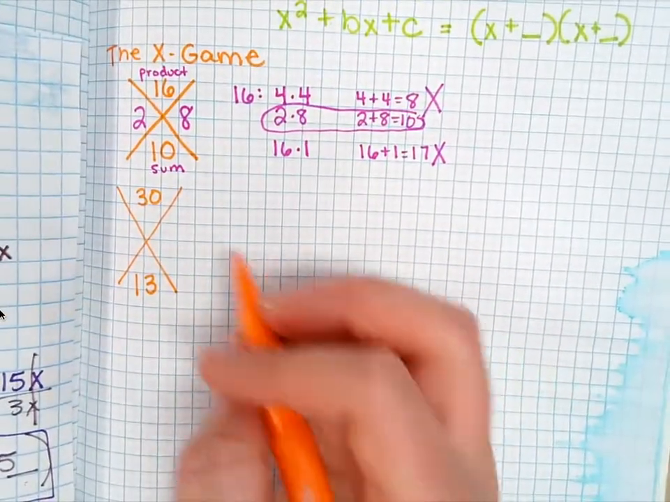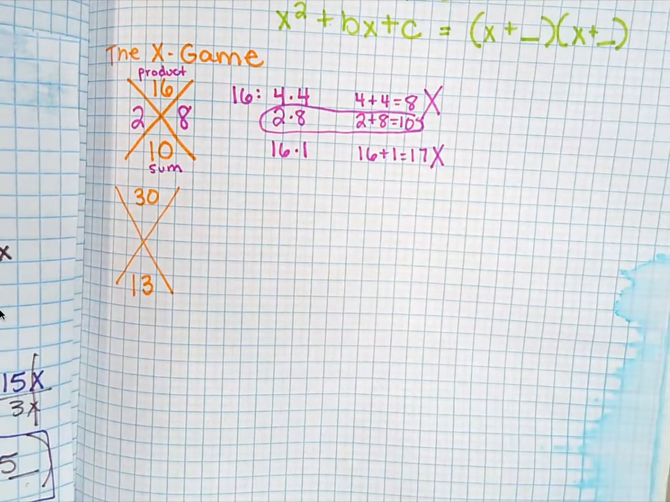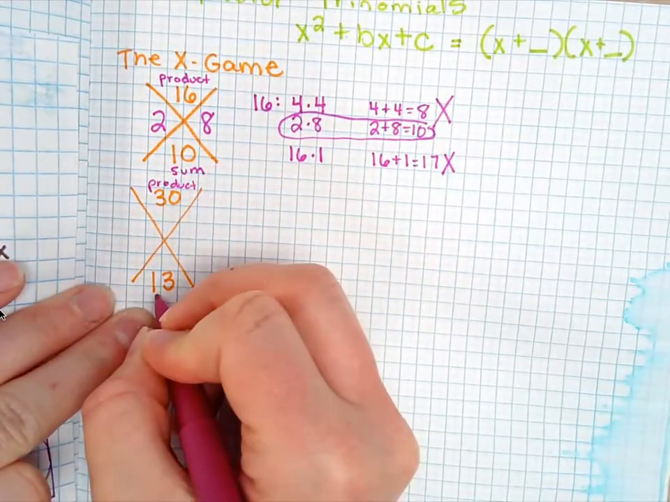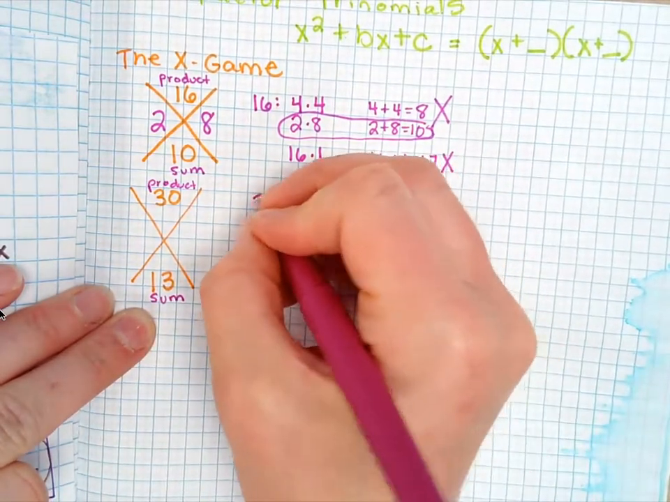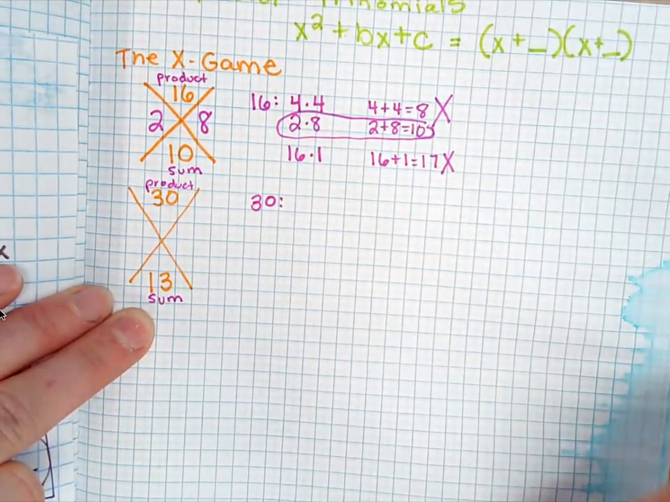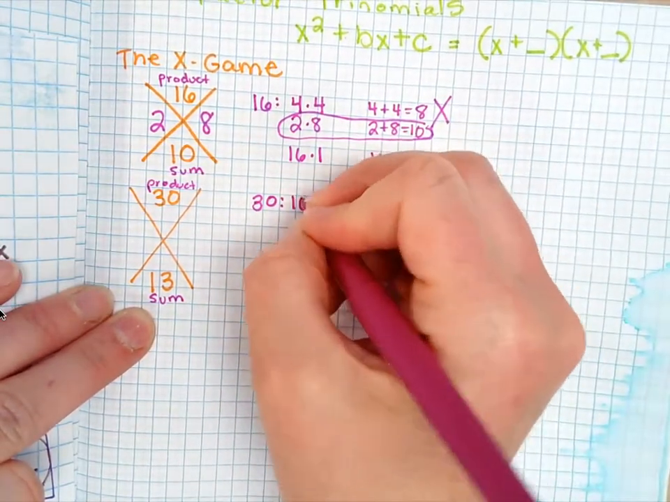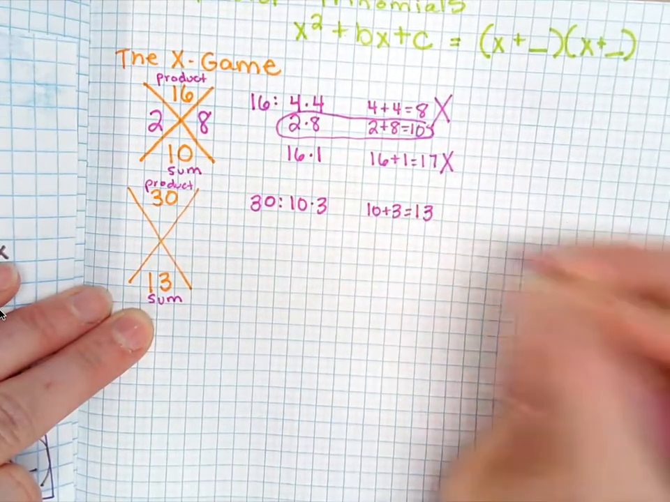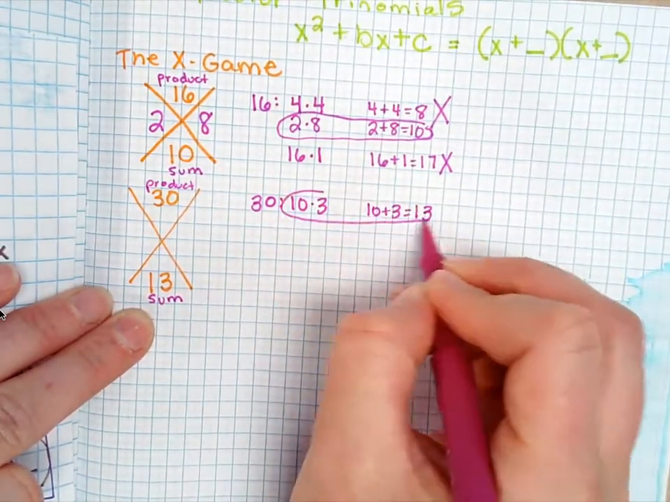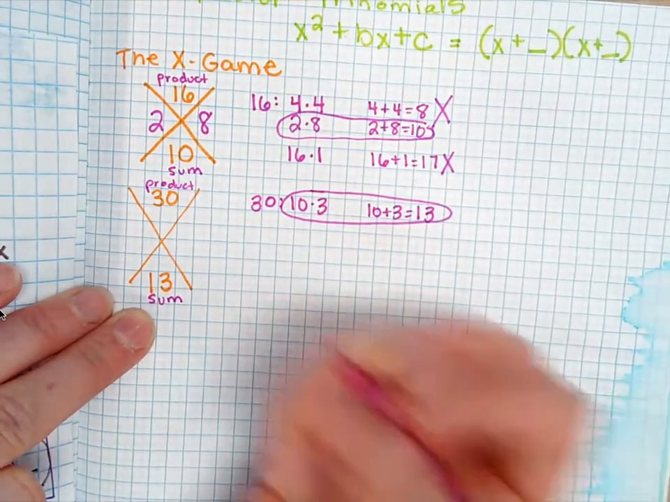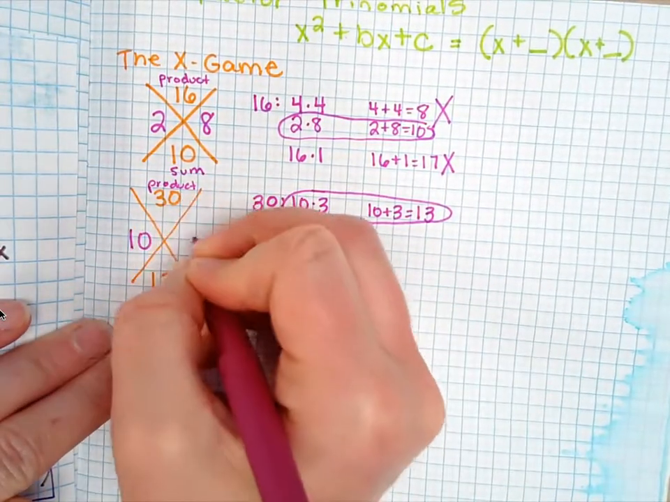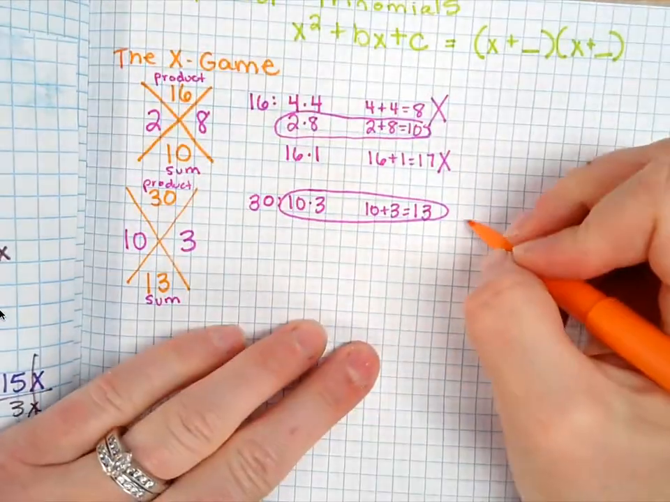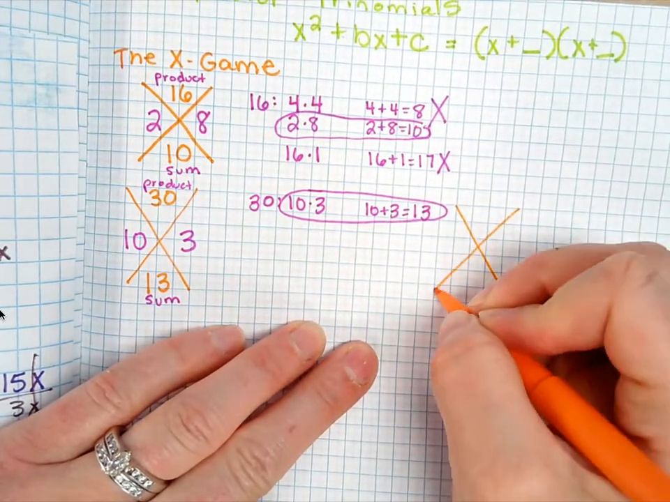So product of 30 and a sum of 13. So think about all the numbers that multiply to get 30. 10 times 3 gives us 30. What's 10 plus 3? 13. That works. What do you think about it? Okay, let's do another one.